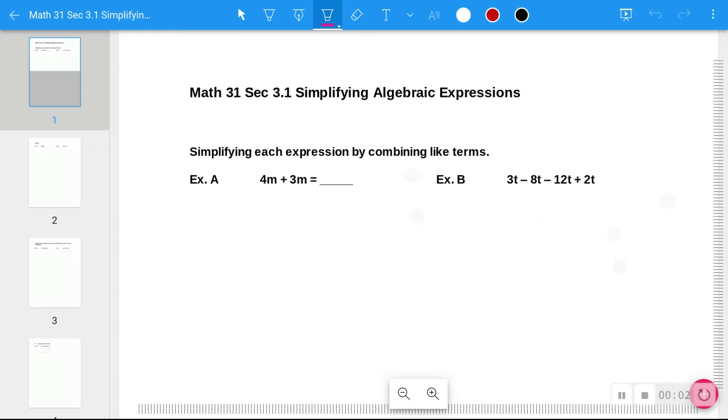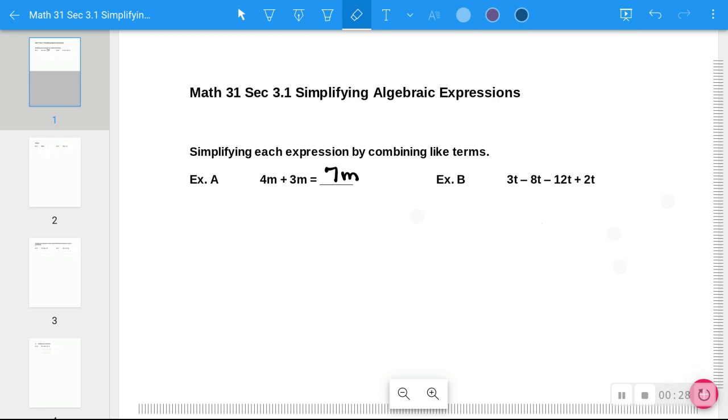Okay, we're looking at Math 31, Section 3.1, simplifying algebraic expressions. On the first example here, example A, we have 4m plus 3m, and I'll point out that they both have m to the first power in each of those terms. So since they're like terms, you simply combine them, and you get 7m.